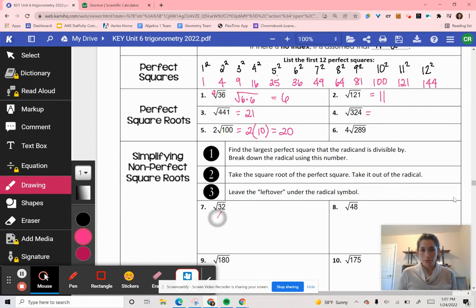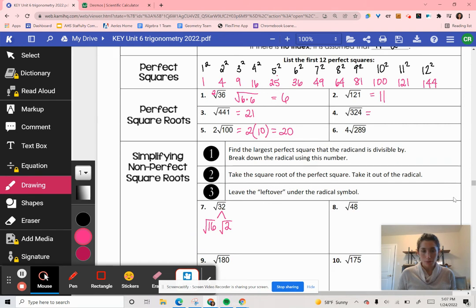I know that 32 has factors 16 and 2, and 16 is a perfect square. 2 is not. So in simplest radical form, well, we do know the square root of 16, that is 4.